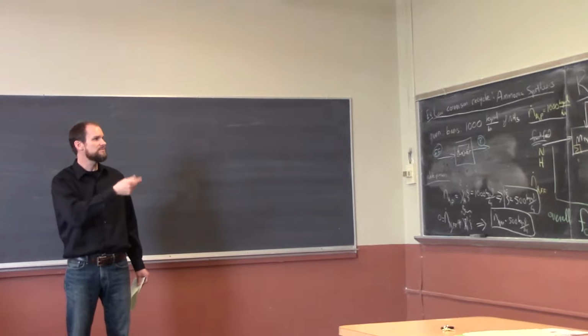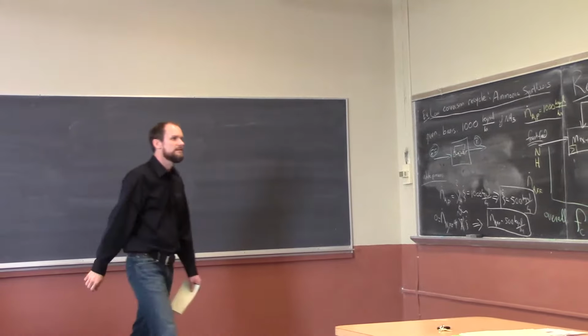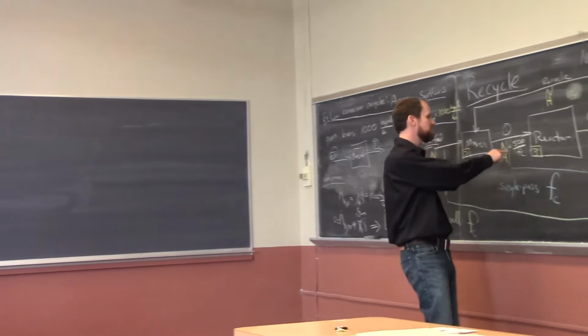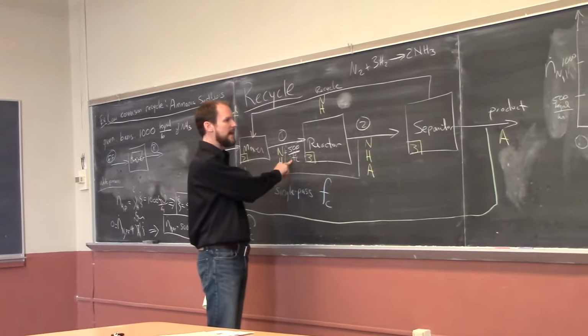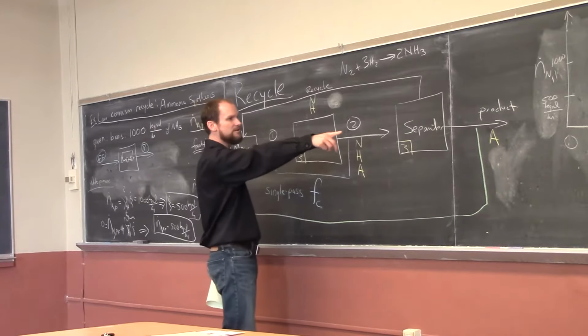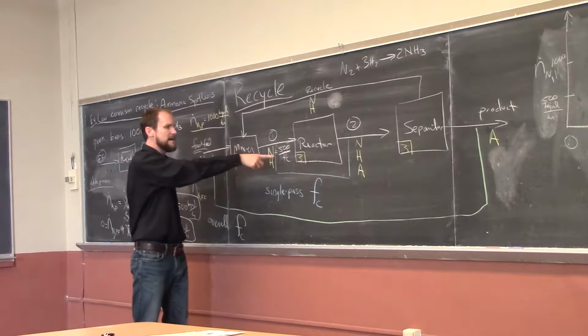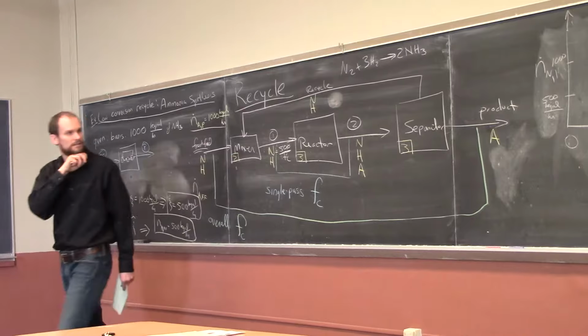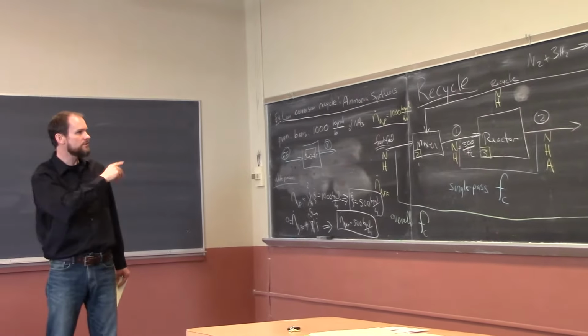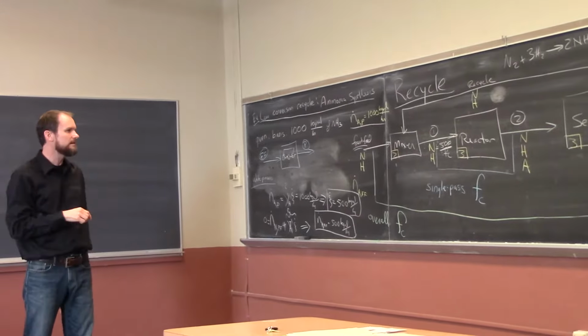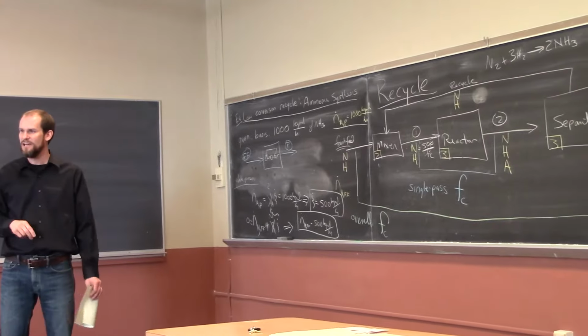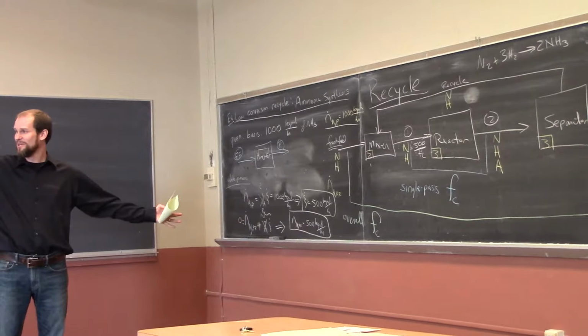If it's 10%, we'd have 5,000 here. We'd react 500. 500 would come out. 4,500 would come back. We'd get 5,000 here. Okay, so the lower the conversion, the more we have to recycle around. And what happens to the reactor? The flow rate, it's bigger and bigger.